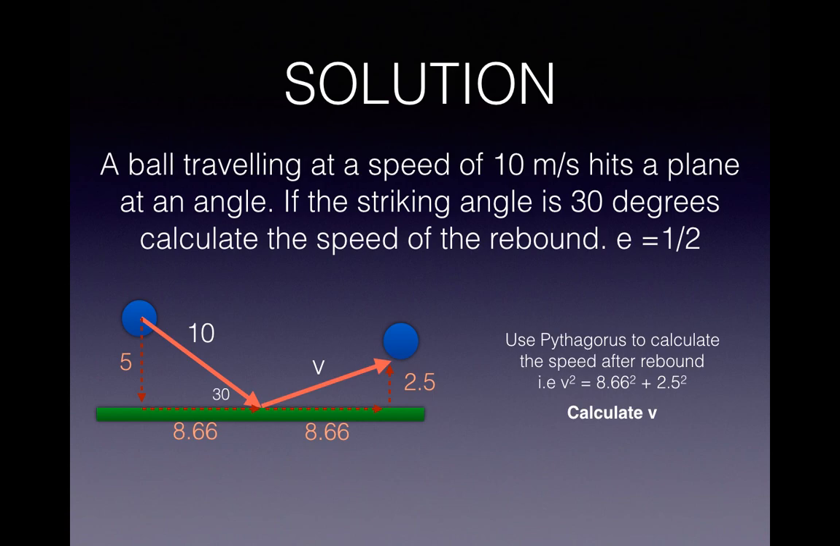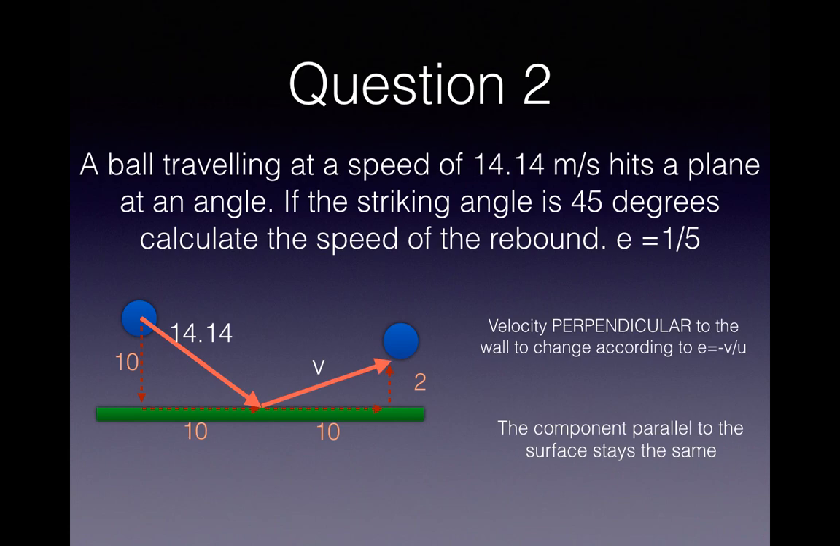Right, example 2. So a ball is travelling at a speed of 14.14 meters per second, hits a plane at an angle. If the striking angle is 45 degrees, calculate the speed of the rebound if E is equal to 1.5. Now, I've done much of this question already. I've drawn the ball going diagonally down with the 14.14 being its speed before the collision. The angle is 45 degrees.